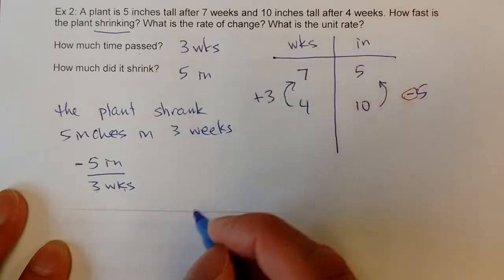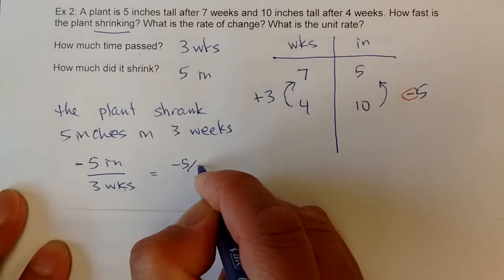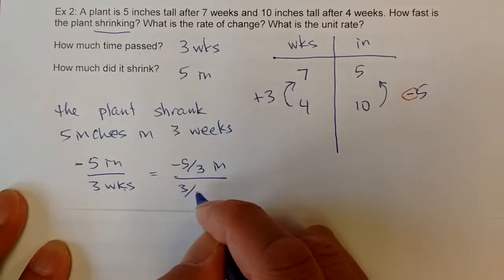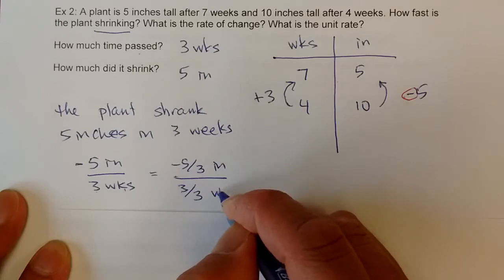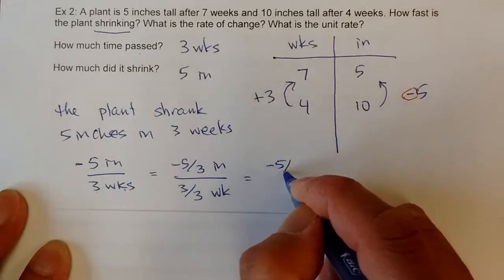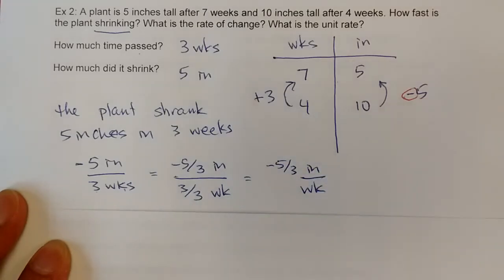And now we'll change it to a unit rate. So we'll take that negative 5 and divide it by 3. Take the 3 in the denominator and divide it by 3 as well to get 1 week. So the answer is negative 5/3 inches per week as the unit rate for this problem.